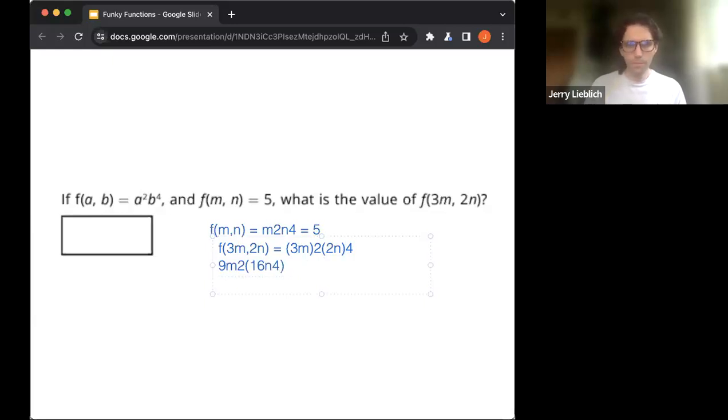Okay. Well, I know I see m squared n to the fourth, and I see m squared n to the fourth. So, okay, maybe I can start to use this to solve this. So let me combine some like terms here. We'll do 9 times 16 gives me 144 m squared n to the fourth. And aha, I know what that is. 5. So now I can just do 144 times 5 gives me my answer of 720.